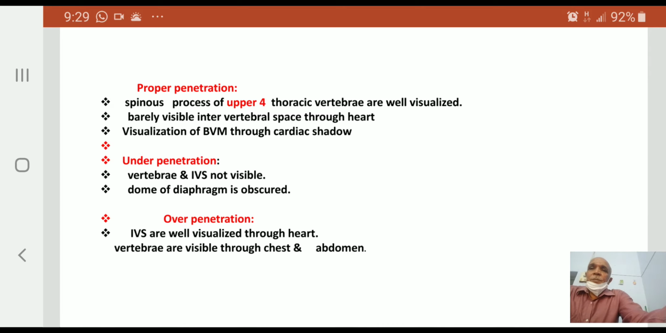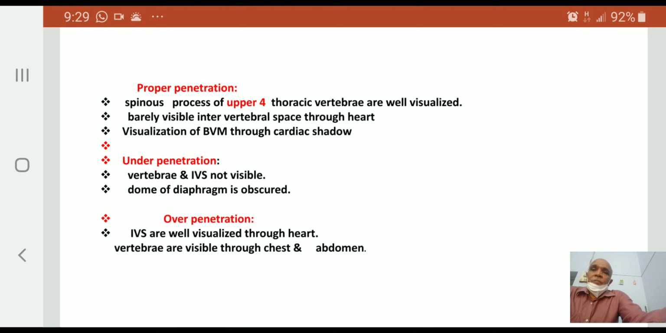When we say penetration is proper, the spinous processes of the upper 4 thoracic vertebrae are well visualized. The intervertebral space is barely visible through the heart shadow, and there is visualization of the bronchovascular markings through the cardiac shadow. If they are present, then we can say proper penetration.